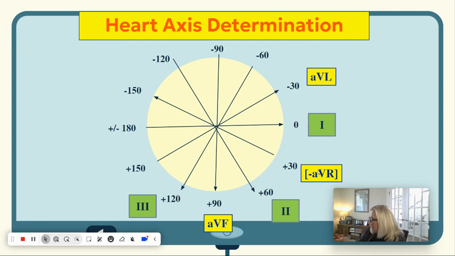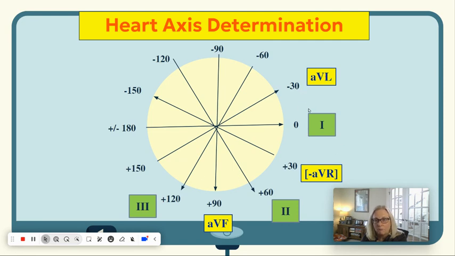So we're only concerned about our 6 limb leads. Okay, that's all this has to do with. So when we look at our EKG itself and we're looking to determine the heart axis, we are only using our 6 limb leads. We're not using V1 through 6. We're only using 1, 2, 3, AVR, AVL, and AVF. Okay, based on the wheel right here. These 6 are the ones on the wheel.